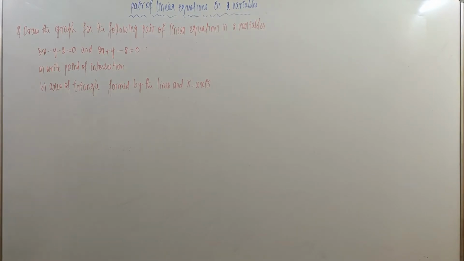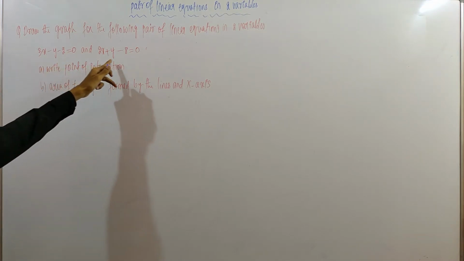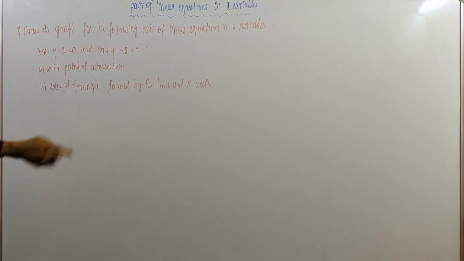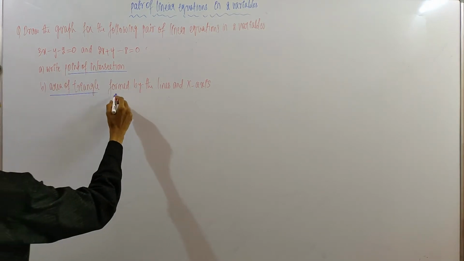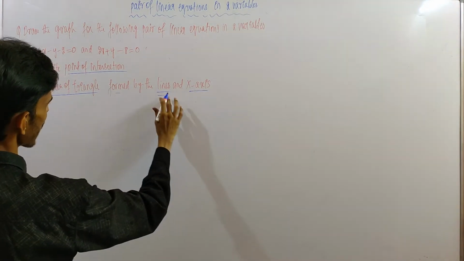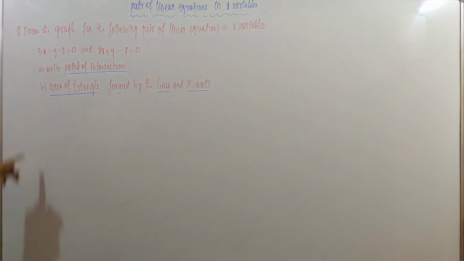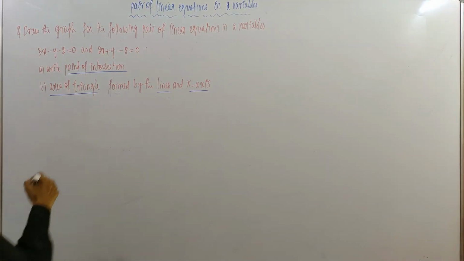Draw the graph for the following pair of linear equations. We are given 3x minus y minus 2 equal to 0, and 2x plus y minus 8 equal to 0. The point of intersection is required. The area of the triangle formed by these lines and the x-axis is required. Extra 2 bits are asked.